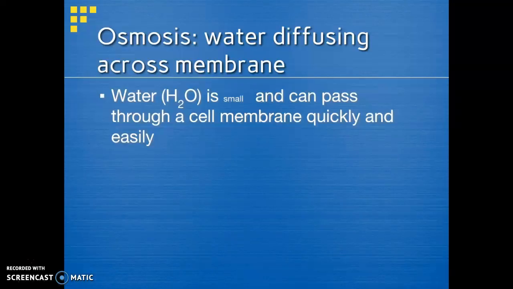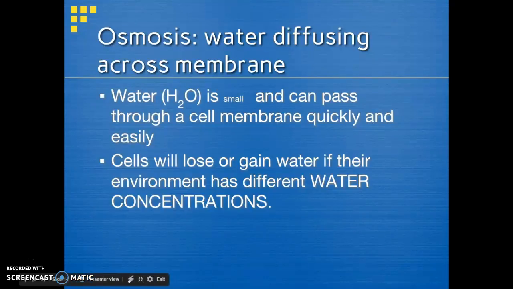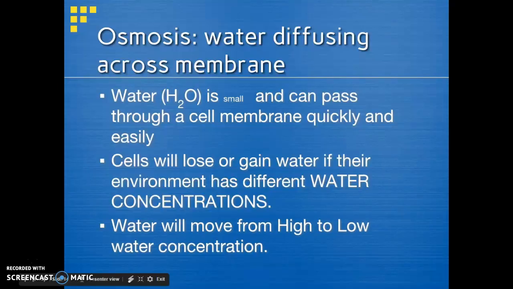What's key about osmosis is that water is small and can pass through the cell membrane quickly and easily, so the cells will either gain or lose water if there's a different concentration inside and outside of the cell. It is the water that is moving, and it always moves down the gradient from high concentration to low concentration.